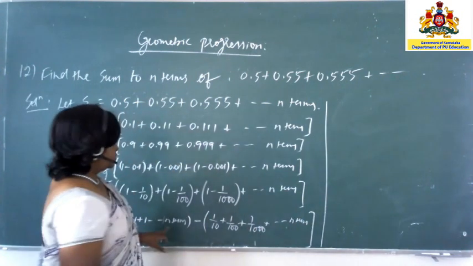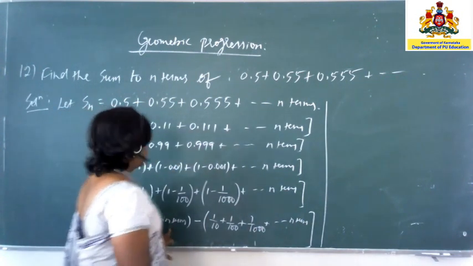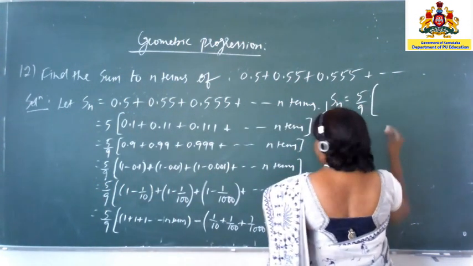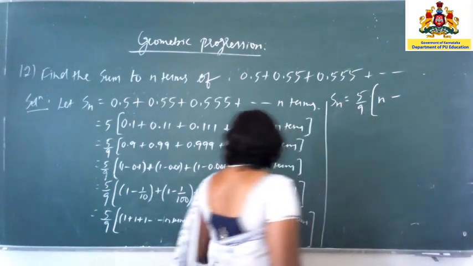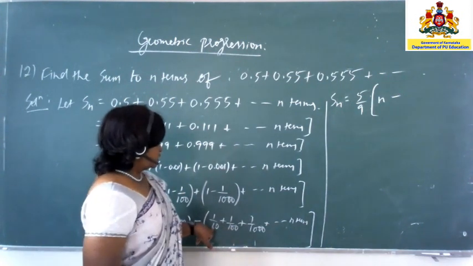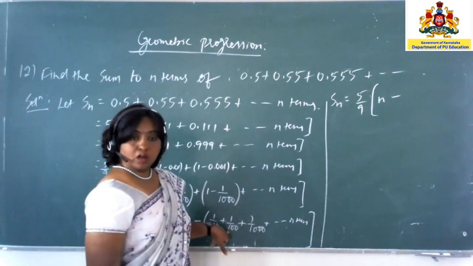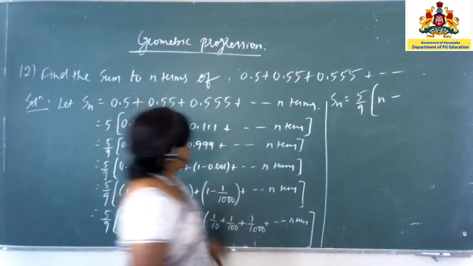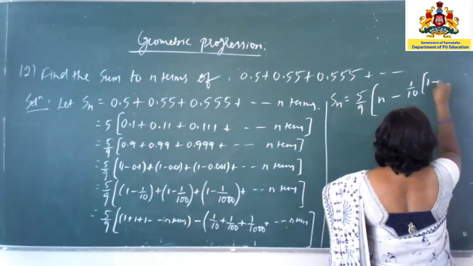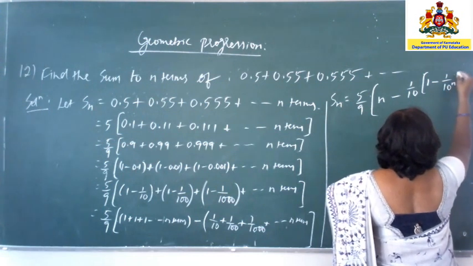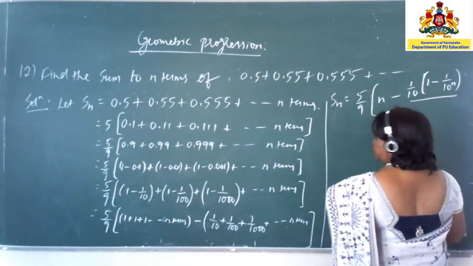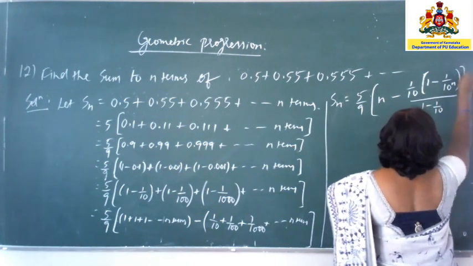So 1 plus 1 plus 1 so on up to n is n, as we discussed in the previous sum. So Sn is equal to 5 by 9 into n minus, and this 1 by 10 plus 1 by 100 plus 1 by 1000 so on up to n terms. This is in GP, where a is the first term, that is 1 by 10, and the common ratio is also equal to 1 by 10. So 1 by 10 into 1 minus 1 by 10 to the power of n divided by 1 minus r, so 1 minus 1 by 10.